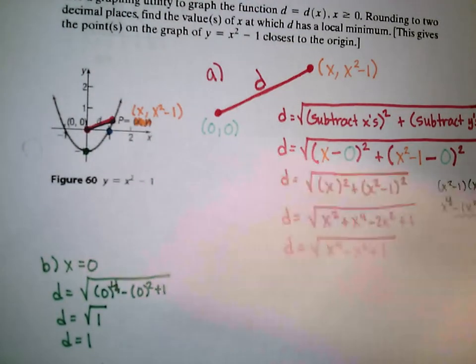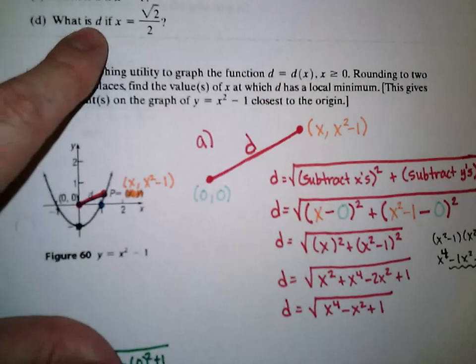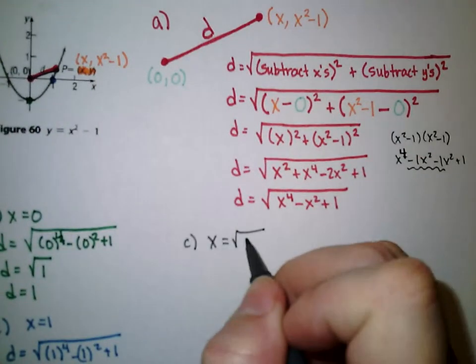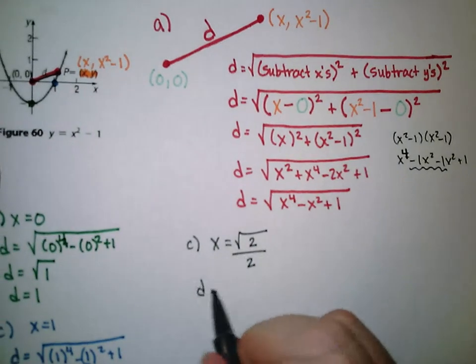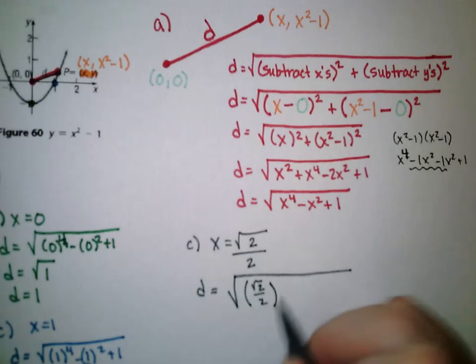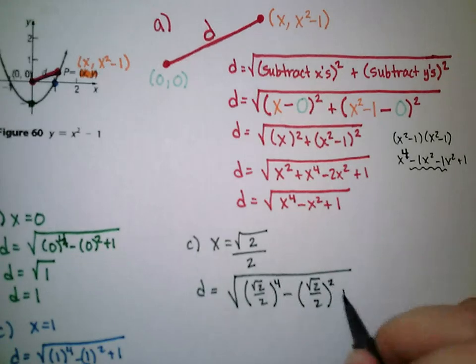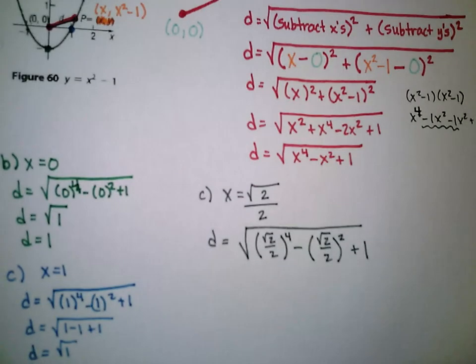Okay. Next one, if x equals, what's it say? Square root of 2 over 2. So then the distance would be square root of (square root of 2 over 2 to the fourth power minus square root of 2 over 2 squared plus 1). Square root of 2 over 2 to the fourth power. I'm just going to take a little side trip over there and figure that out.